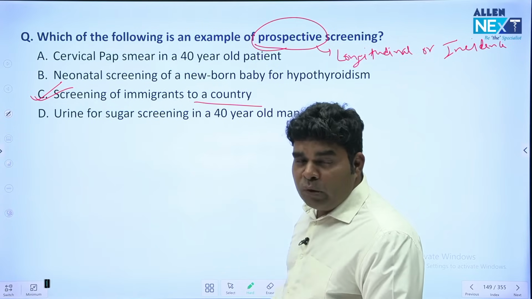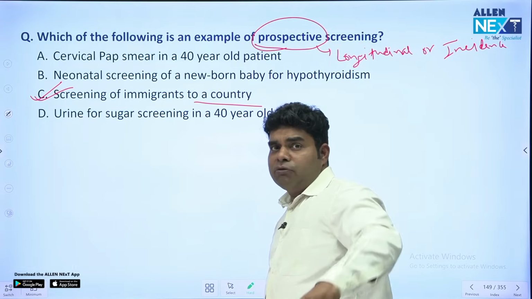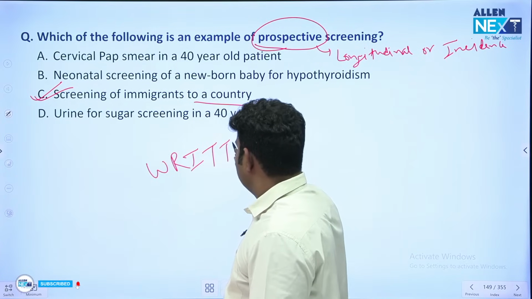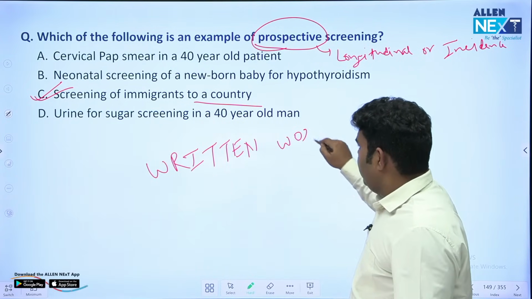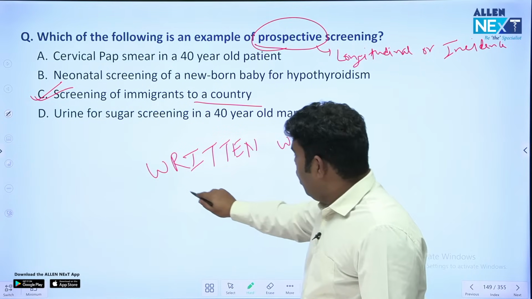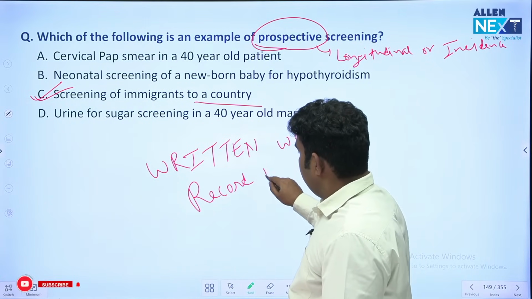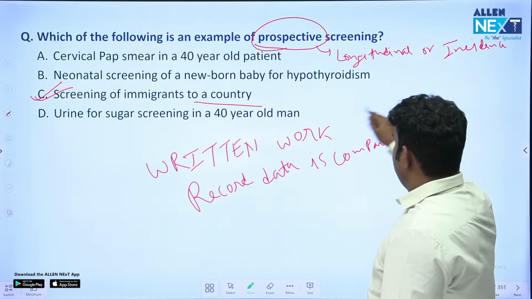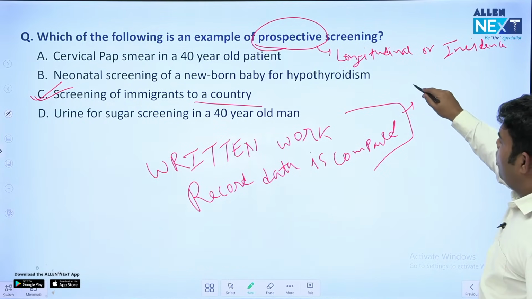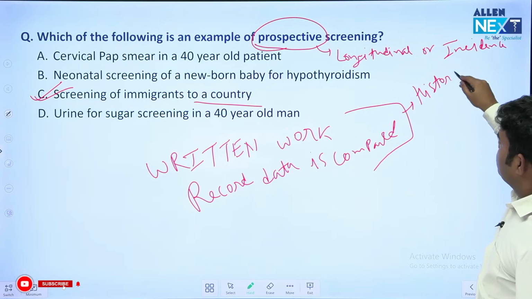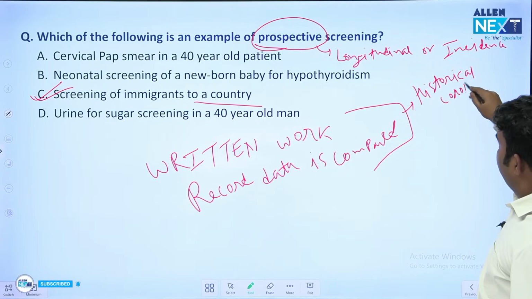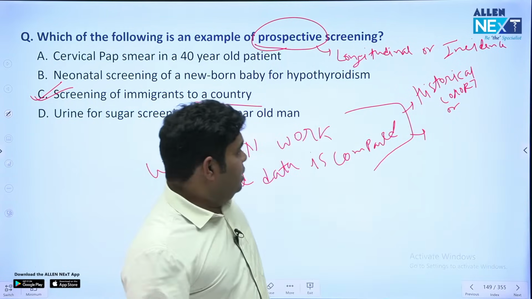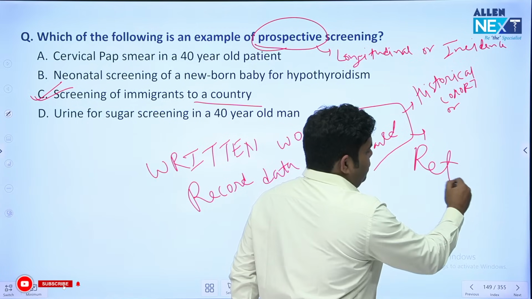ठीक है? In future. Remember, these days in exams they are giving a lot of questions with this phrase, that written work record data is compared. If you find this in any question, written record or written data compared, this means they are not talking about a normal cohort, they are talking about a historical or retrospective cohort. So be very alert when this type of word comes. Historical or retrospective cohort, they compare past written records.